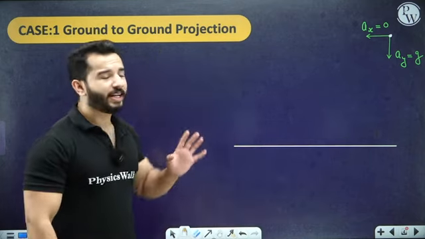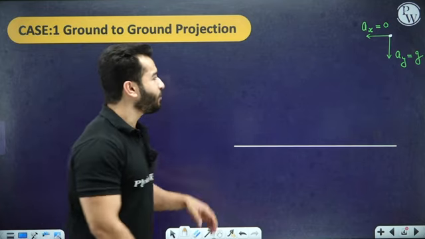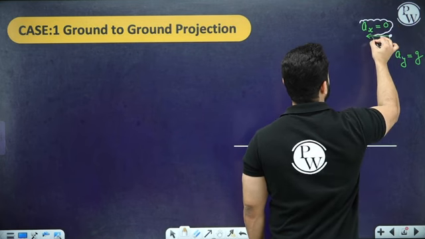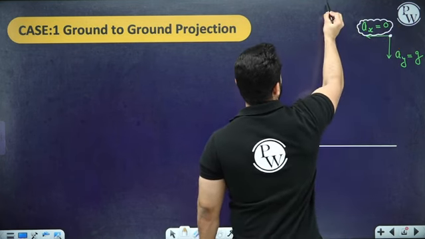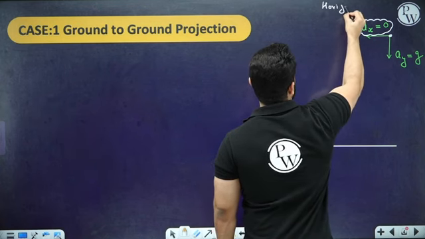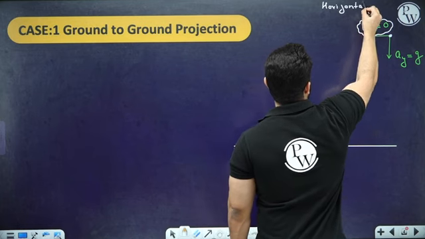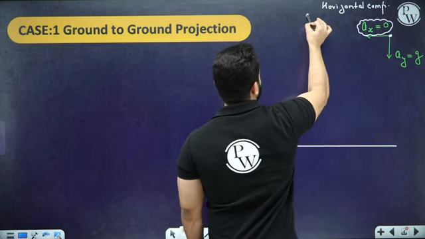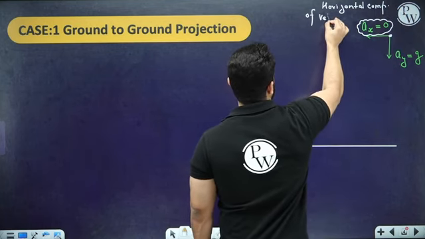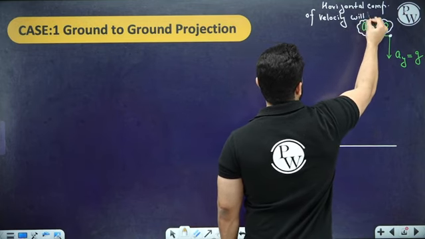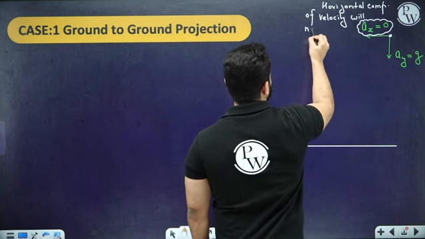Now the next thing is, so this is very, very important. And why is it very important? Because if acceleration along the x-axis is 0, it means that the horizontal component of velocity will never change.